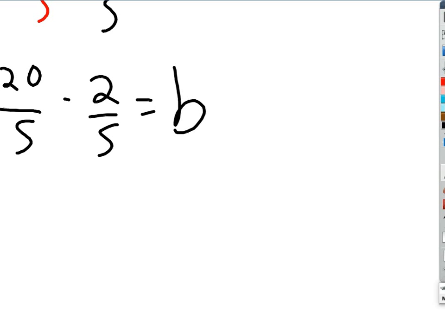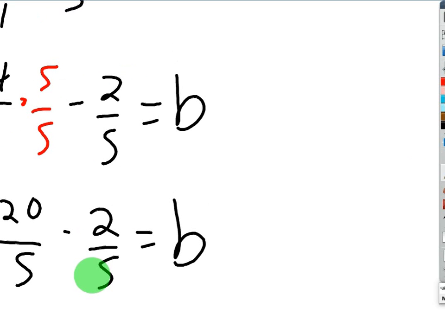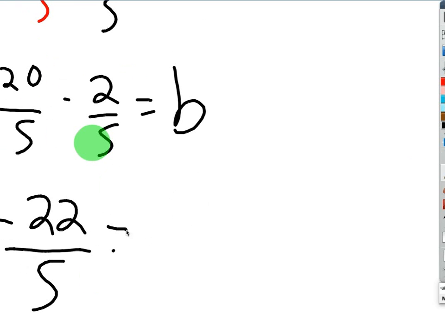Just as a reminder, when you combine fractions, you only combine the numerators. The denominator is the same. It will remain 5. It's negative 2 over 5. So negative 20 minus 2 is not negative 18. Negative 22. Right. Negative 22 on top and 5 on the bottom.